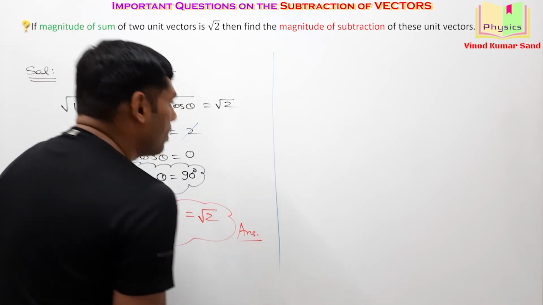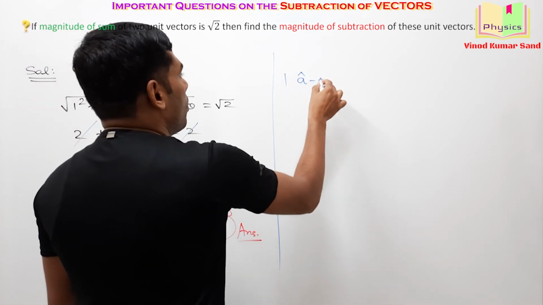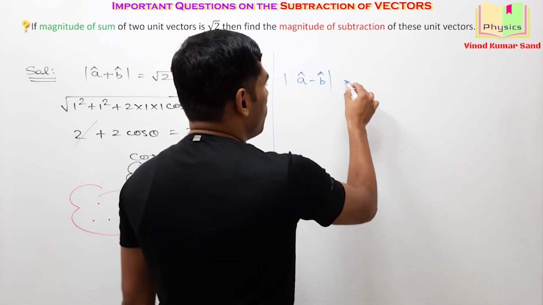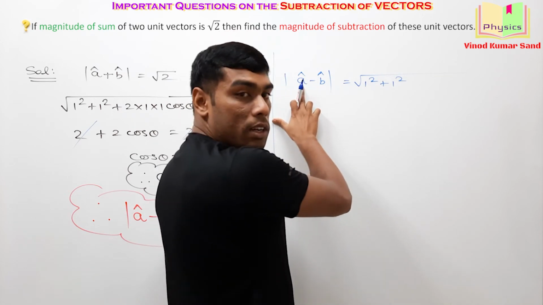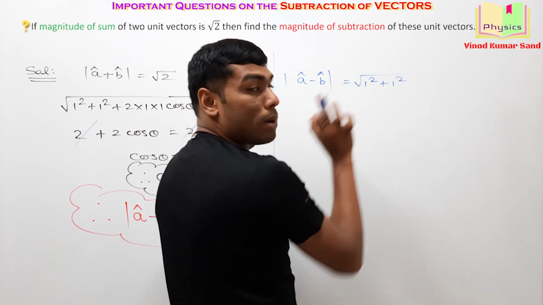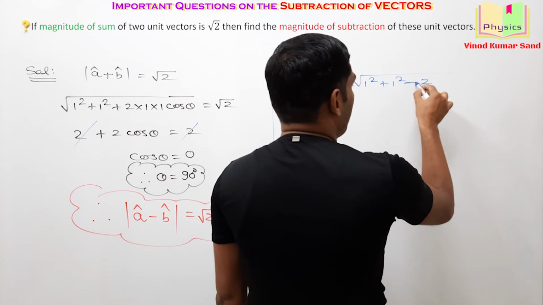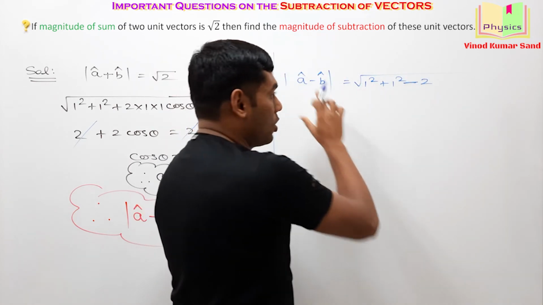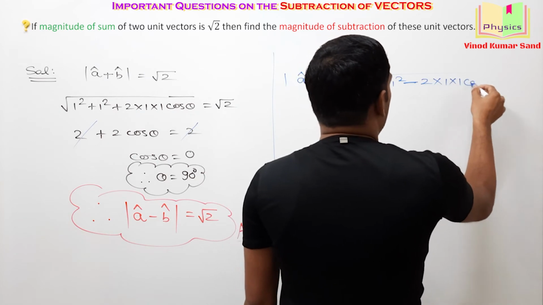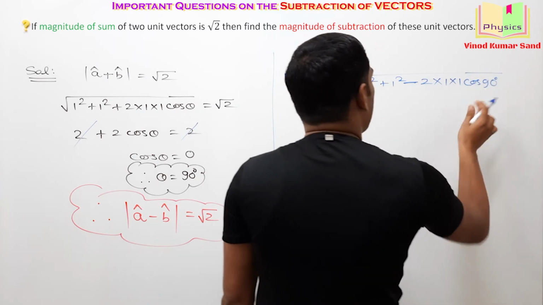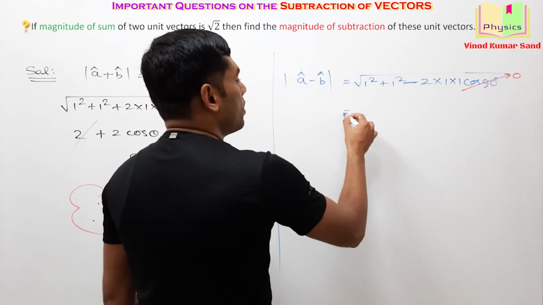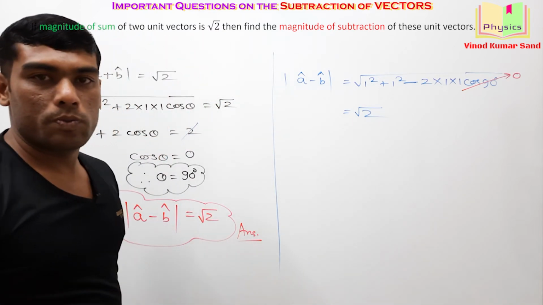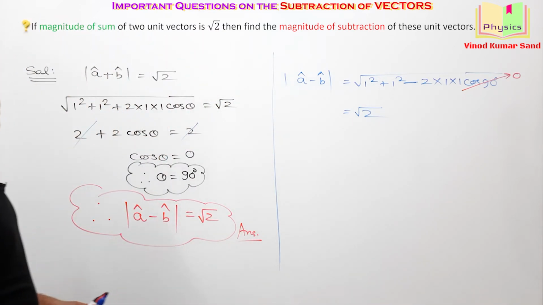Let's see that here. We need the mod of a cap minus b cap. This will be equal to what? Root of 1 square plus 1 square, because it's a unit vector, magnitude is 1. It's also a unit vector, magnitude is 1. Minus sign, this is important because here is the subtraction. 2 into 1 cos of 90 degree. Cos 90 degree, everyone knows, will become 0. So you are left with root 2. Okay, simple one. Note it down. Then we'll be taking up question number 5.